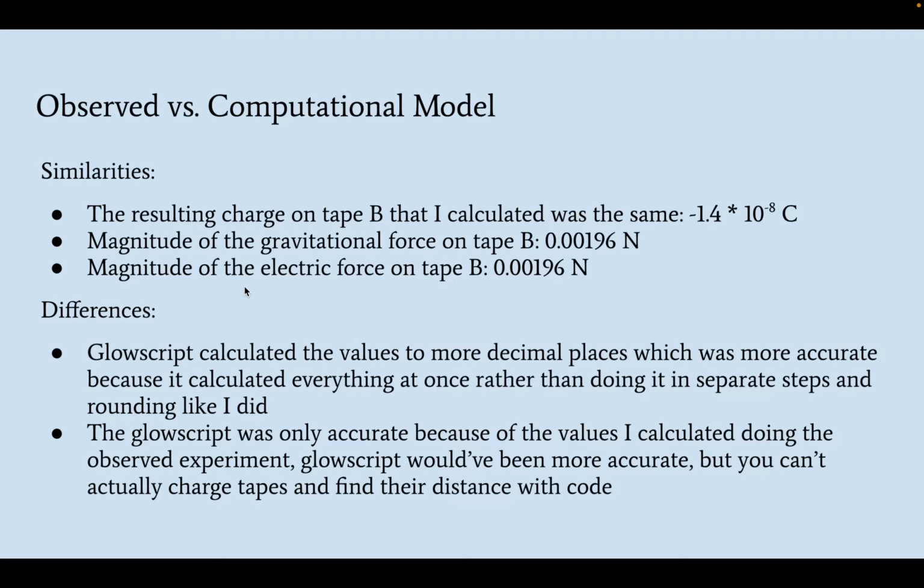And so similarities between the two, observed versus computational: I calculated the same charge on tape B and then the same magnitude of gravitational force and the magnitude of the electrical force. The difference is GlowScript is just more accurate, had more decimal places in the calculations, and then I was only able to use the GlowScript code because I calculated some of the values in my first experiment, like the mass of the tape and the distance between the two tapes.